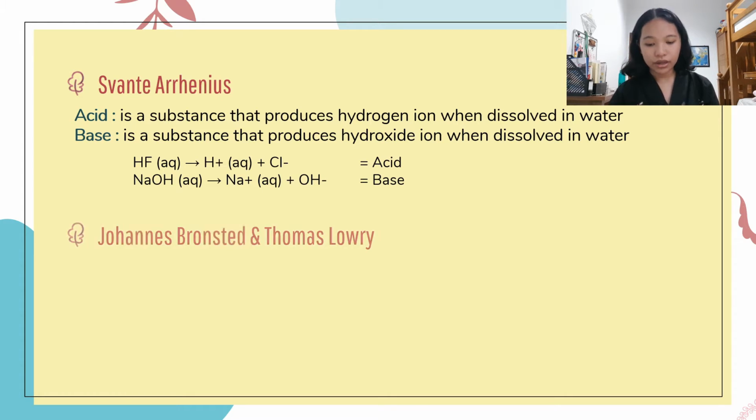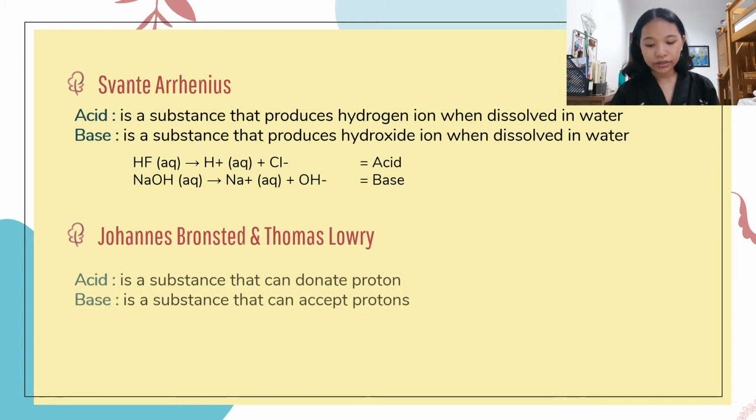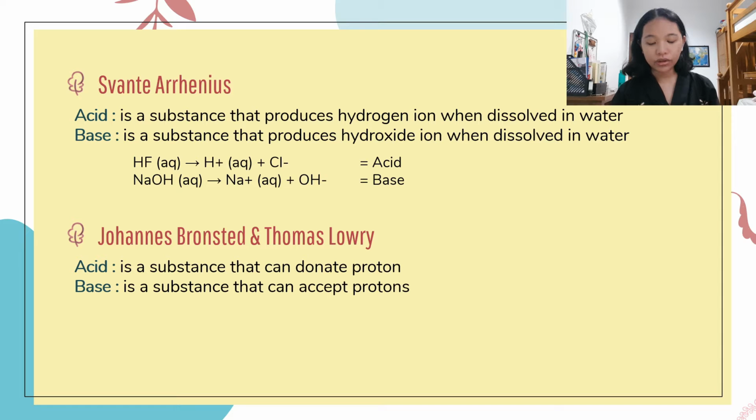Okay. In the next theory, we have it is founded by Johannes Bronsted and Thomas Lowry. So their theory founded the Bronsted-Lowry bases and acids. So they said that acid is a substance that can donate proton, while base is a substance that can accept proton. So let's take a look on an example.